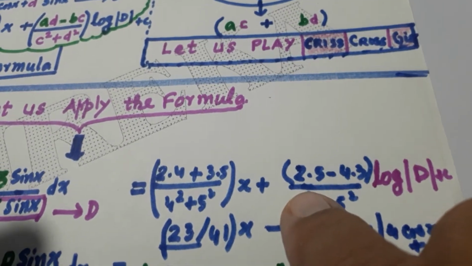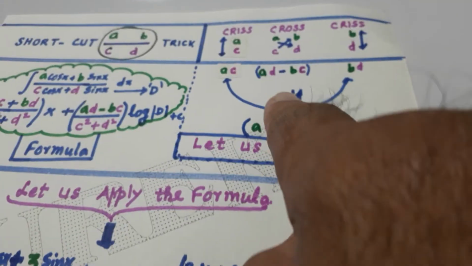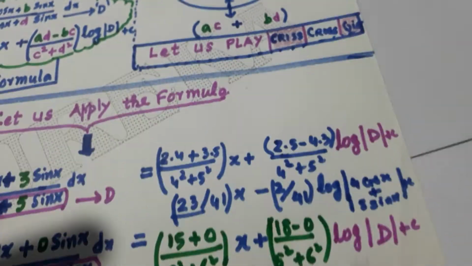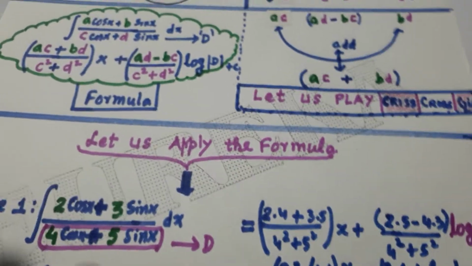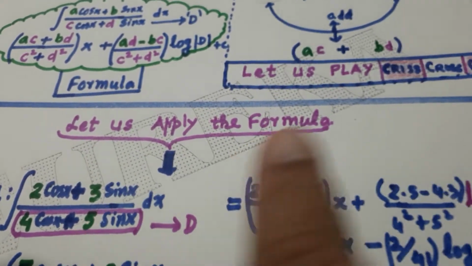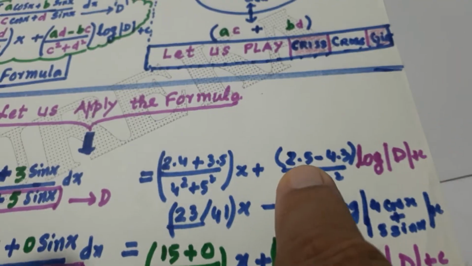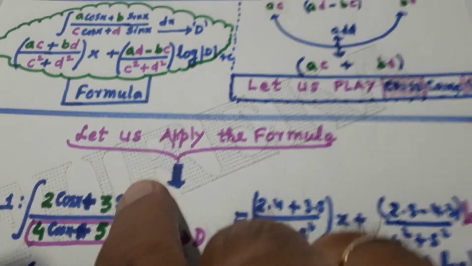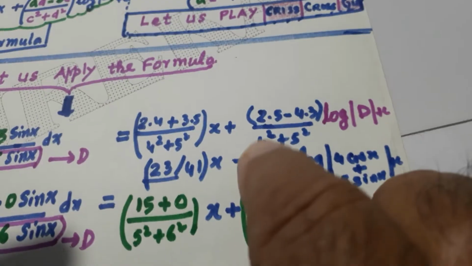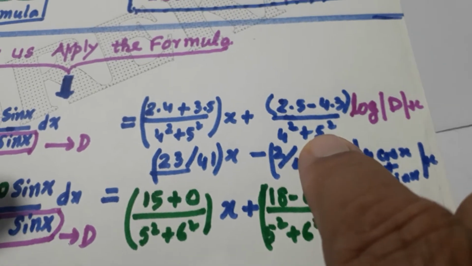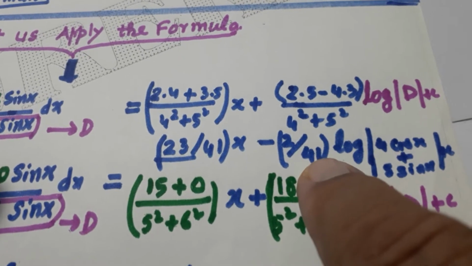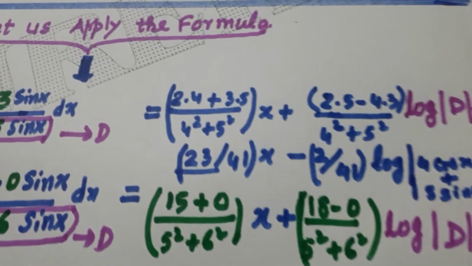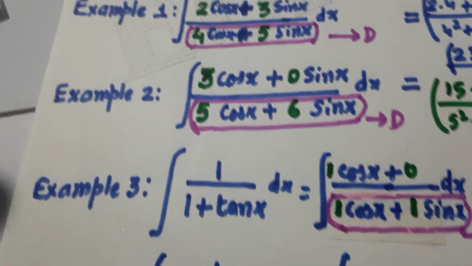Then here it is AD minus BC. Look here, AD and minus BC. Cross multiply. So when we cross multiply, 2 into 5 is 10, 4 into 3 is 12. 10 minus 12 will become minus 2. Below, 4 square plus 5 square, that is 41. So the question is done. Very simple. Now let us go to the next example.